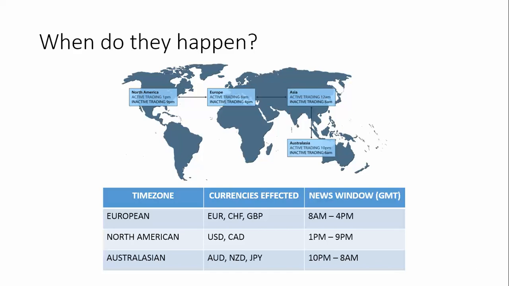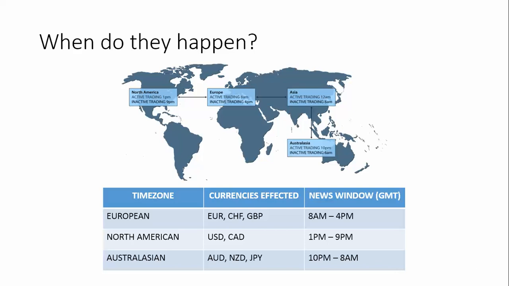which cover the 3 different time zones. We have the European session, which is around about 8 a.m. to 4 p.m. GMT. We have the North American session, which is 1 p.m. to 9 p.m. GMT. And we have the Australasian session from around about 10 p.m. to 8 a.m. GMT. Now, the news that comes out in each session will be related to essentially the countries that are operating at that particular time.